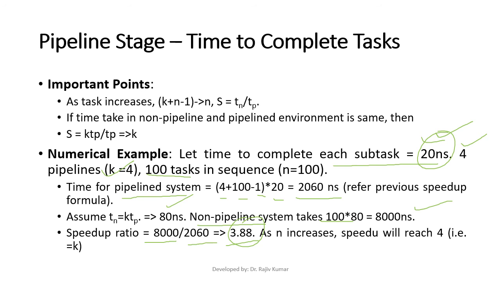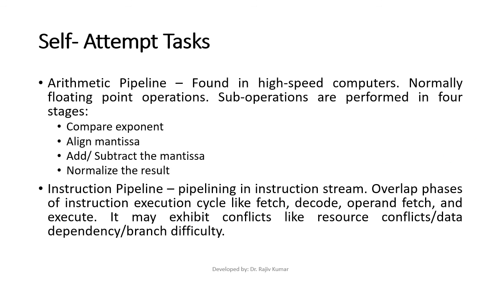As we go on increasing our n value, what will happen? As we increase the number of tasks, our speed up ratio will tend toward the number of pipeline stages, that is k. Now let's see further. These are the tasks that you people can do.